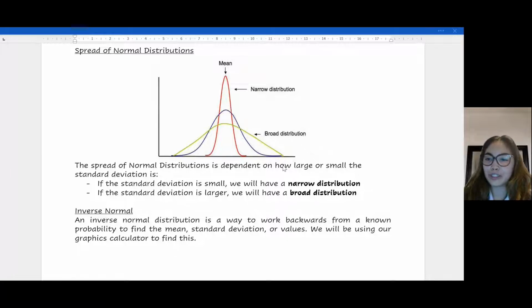But in case you were wanting to do a direct comparison, if you were drawing two normal distributions on top of each other and making the standard deviations a bit more proportional, then this is probably what you'll find occurs. Of course, as well as our normal distributions, we've also got something called the inverse normal. It's not as scary as it sounds. It's really just a way to work backwards from a known probability to find the mean, standard deviation, or our values. And don't worry, we will be using a graphics calculator to help us find this. You're not expected to do this by hand at all.